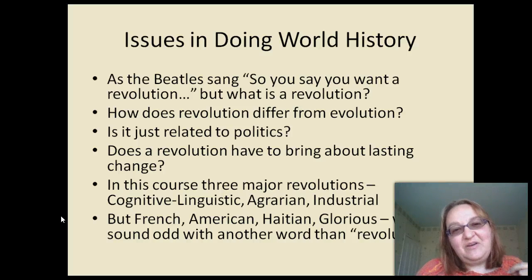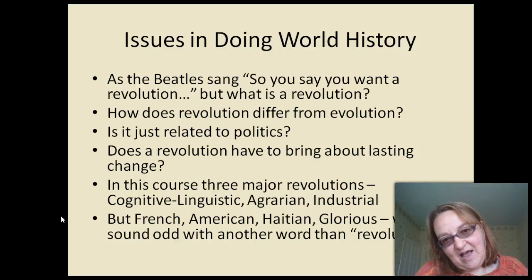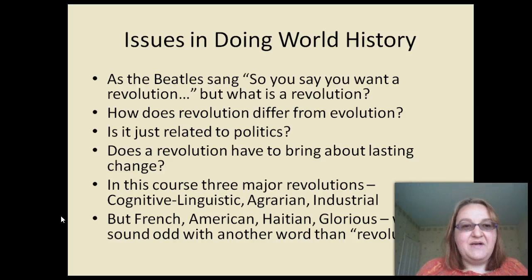And so we have to think about clearly how revolution differs from evolution. What is just a natural progression of things, and does a revolution have to happen very, very quickly? Is it just related to politics? Does a revolution have to bring about lasting change? If we say that, well, the French Revolution, in 10 years' time, they have another absolutist ruler. Is that really a revolution?